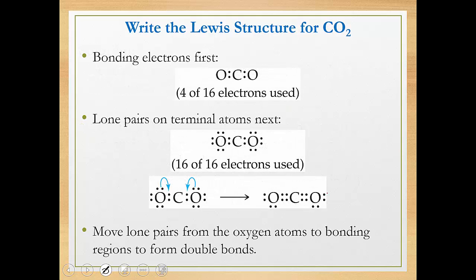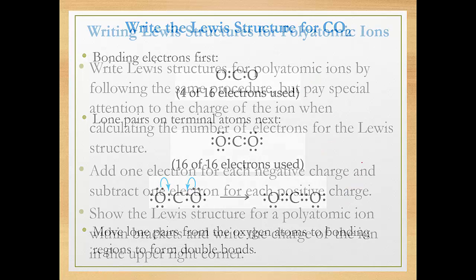We put in our bonding electrons first, just as we did before. Now we put the lone pairs on the terminal atoms, the oxygens. That's used up all of our electrons. Now they're showing moving lone pairs from each oxygen atom into the middle to form 2 double bonds. Again, you could have formed a triple bond and a single. They chose to do 2 doubles here.